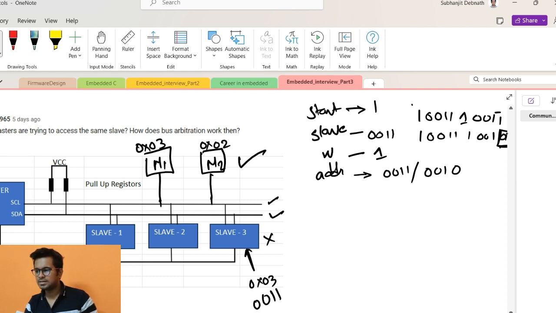And here the master M1 will stop sending the bits as it loses the arbitration to M2, and finally M2 wins the arbitration and the data flow continues from the M2 perspective. Fine. I hope this clears your doubt. If there is anything further, please do comment.